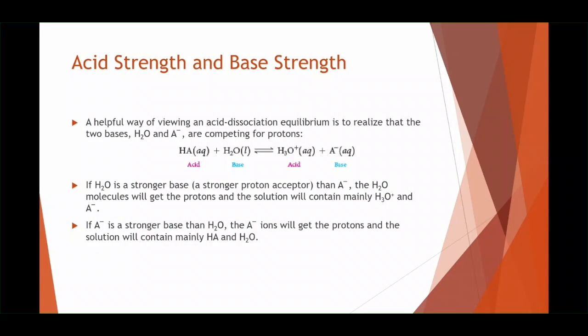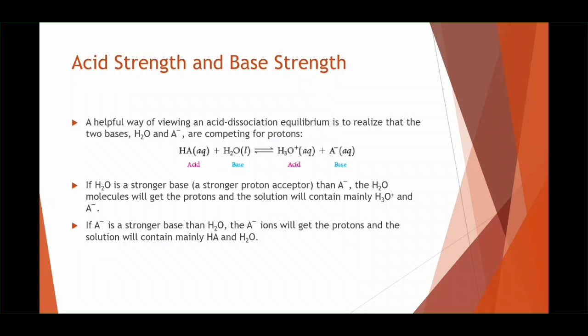Now let's talk about acid strength and base strength. A helpful way of viewing an acid dissociation equilibrium is to realize that the two bases H2O and A negative are competing for the proton. For example, if we have an acid HA and it reacts with water H2O, it will form H3O positive plus A negative. So H3O positive will be the conjugate acid of the base H2O.